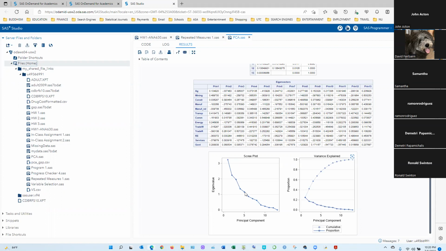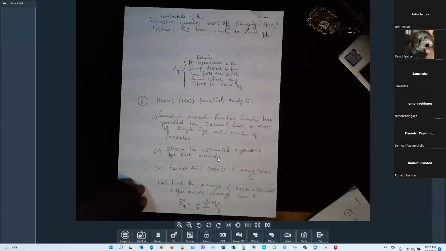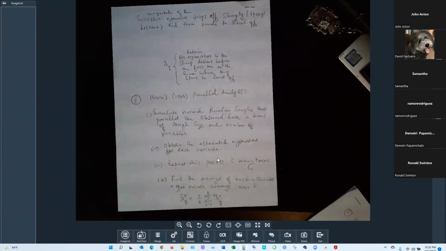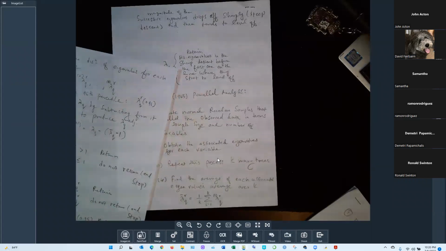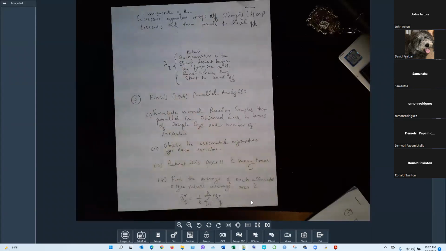Lambda is greater than 1 here, here, here, here, here. This is eigenvalue lambda. Those 5 can be kept, but it's not consistent with the second method, the scree plot method. But the textbook has some examples in which you can see all of a sudden it levels off.